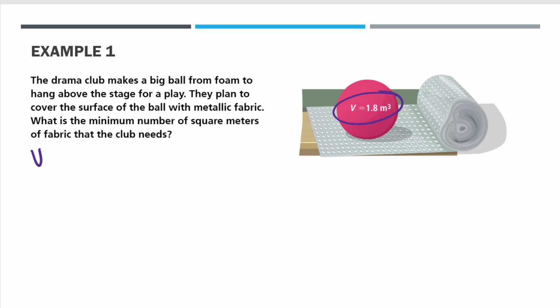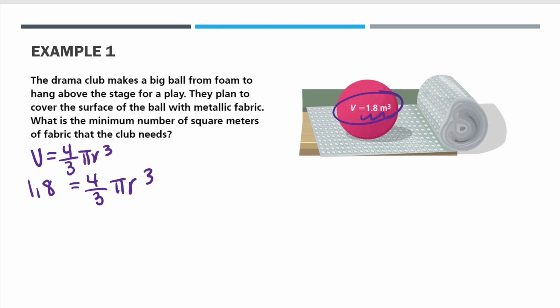So I'm going to first write my equation. Volume is equal to 4/3 pi r cubed. We'll plug in what we know. So we know that the volume is 1.8 meters cubed, or cubic meters. And now we have to solve for r.